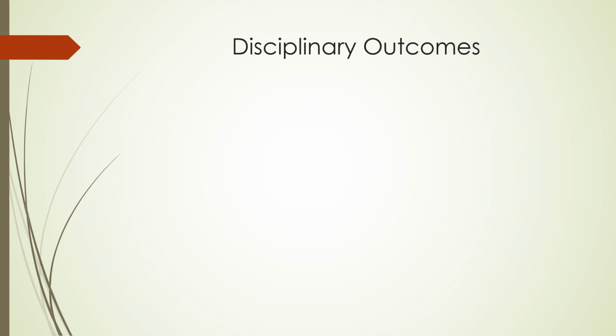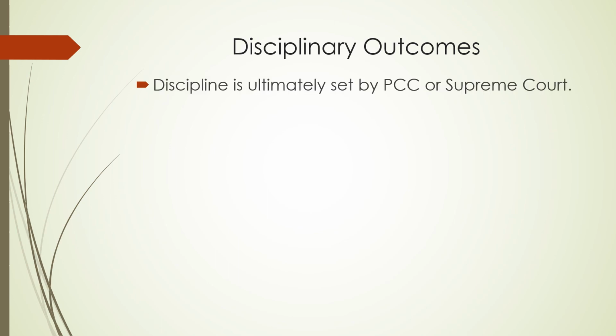Having gone over the various rules, let's talk about what sorts of disciplinary outcomes we see with trust account related rule violations. At the outset, I want to clarify that discipline is not determined by the Attorney Discipline Office. Discipline is ultimately set by the Professional Conduct Committee and the New Hampshire Supreme Court. In determining the appropriate discipline, the Supreme Court has stated that they will look to the ABA disciplinary standards for guidance, although they have not adopted those standards.